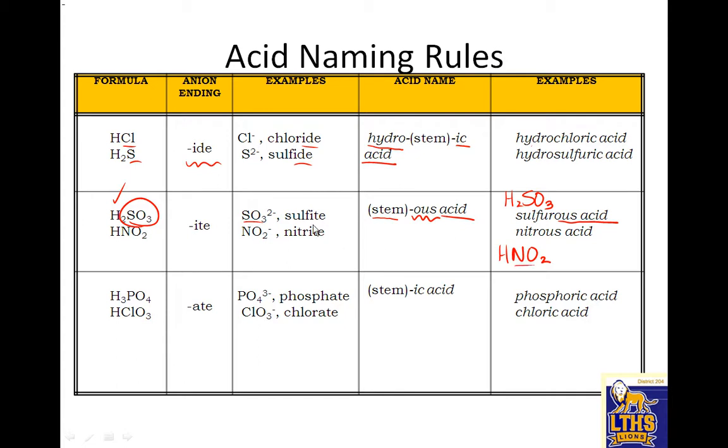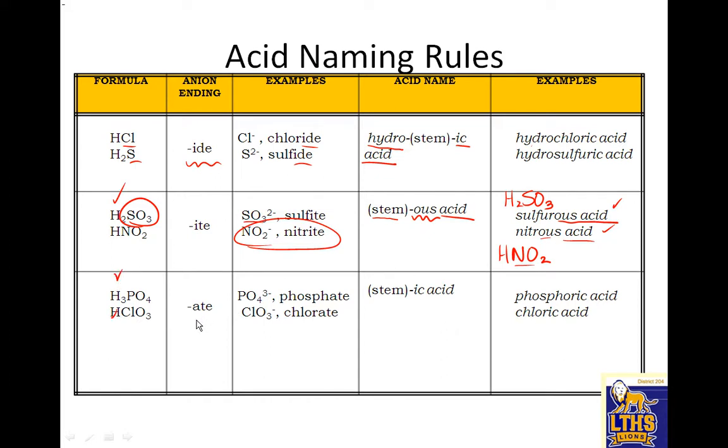What about this one? HNO2. Well, NO2 is nitrite, so I change the ending to -ous acid, so this is nitrous acid. I know it's an acid, so I write the word acid. There are three different kinds of acids: hydro-ic acids, -ous acids, and here's our third kind.